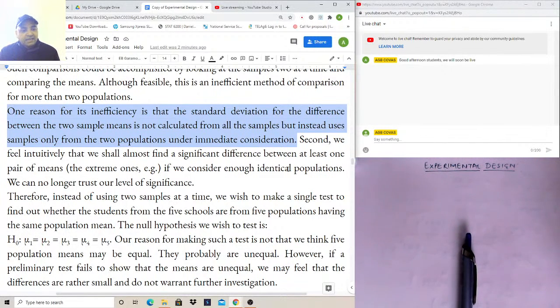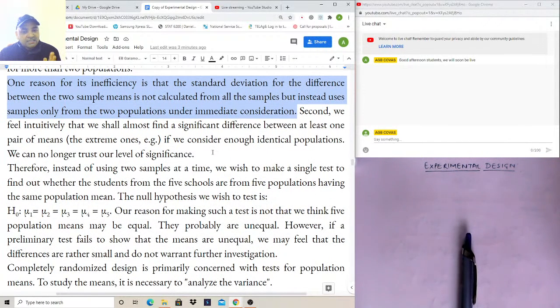Then second, we feel intuitively that we shall almost surely find a significant difference between at least one pair of means, the extreme ones, if we consider enough identical populations. So basically, when we have too many groups, we increase the chances that at least some of the groups may differ from each other. That is why we go for this F test.